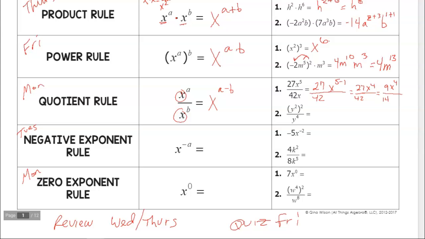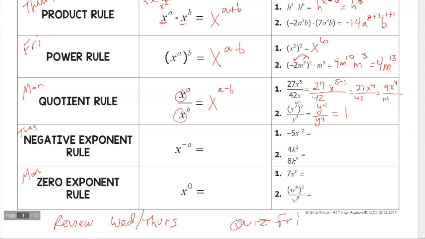Here, this is where we're going to start using multiple rules. So first we have to do our power to a power rule that we did on Friday. Y to the 2 raised to the 2 is the same thing as 2 times 4. So you get y to the 4th. But then also we have y to the 4th on the bottom. Well, you guys should know that when you have the same thing on top and bottom, and you divide those two things, what are you going to get? You are going to get 1.